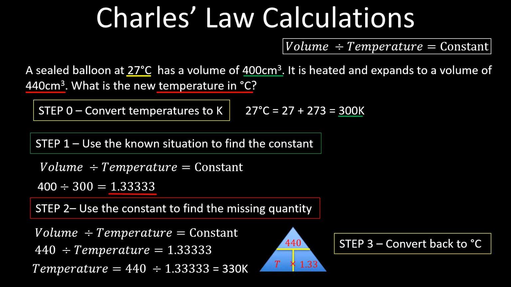And obviously the last step, because it asked us to do that, is to convert the temperature back into degrees centigrade, and to do that we subtract 273 from the 330 to give us 57 degrees centigrade. And again, just check it makes sense. The question tells us that we've heated the gas up, and indeed the temperature has risen from 27 to 57, so that makes sense.